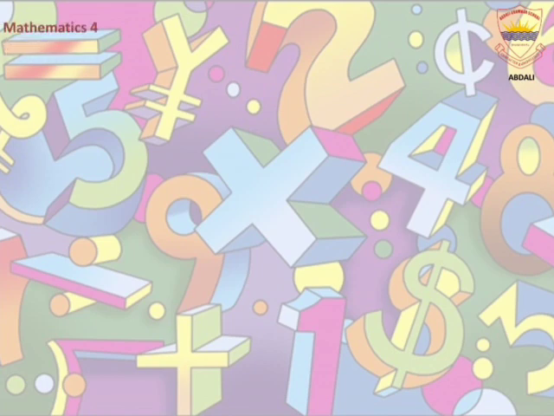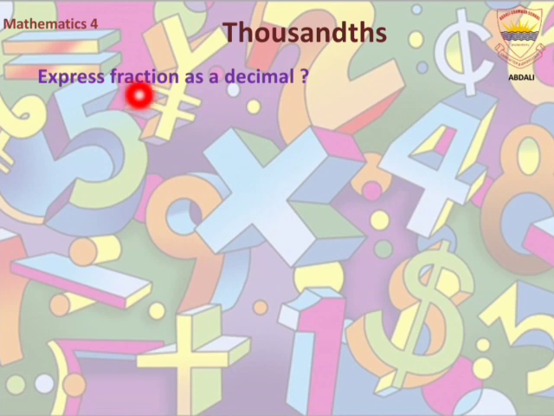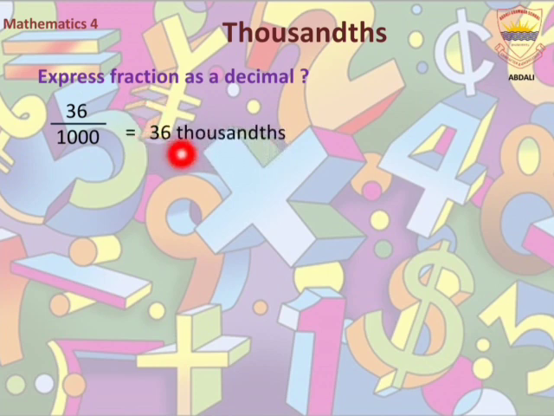Now students, let's start to solve our question number 1. Express the fraction as a decimal. Our question is 36 by 1000. 36 by 1000 is a proper fraction. We convert it into a decimal. Firstly, we follow our first step. We write it with its place value.